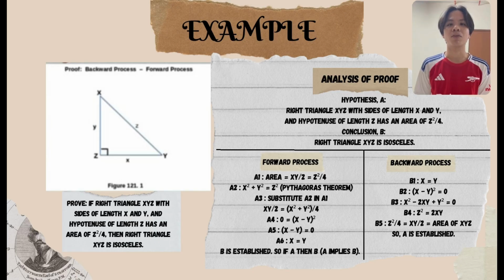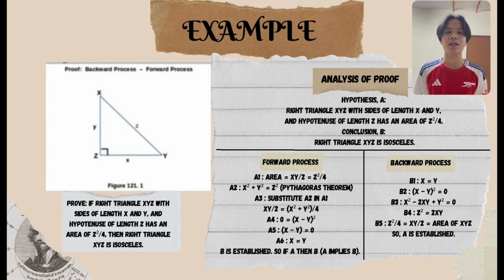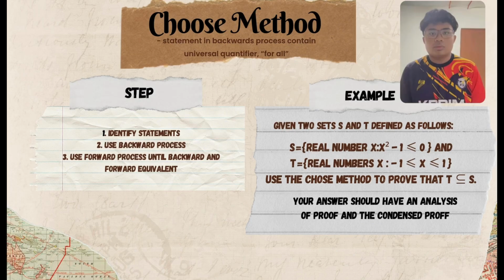Next, we look at the backward process. We start from the conclusion, which is B, x equals y. This gives (x minus y) squared equals 0. By rearranging, we obtain z squared equals 2xy. Substituting this into the area formula, we get area of XYZ equals z squared over 4. Therefore, A is established and the proof is complete.